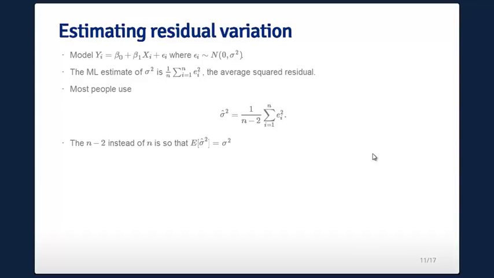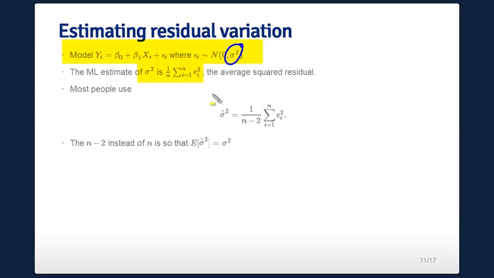Examples that I simulated really quickly. So the residuals are useful for estimating residual variation, right? Remember in our model, our residual variation was sigma squared. That's the variance of the y's and also the variances of the epsilons. So the ML estimate works out to be the average squared residual.